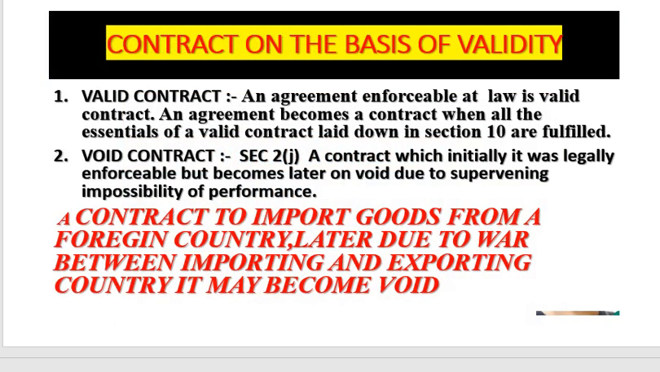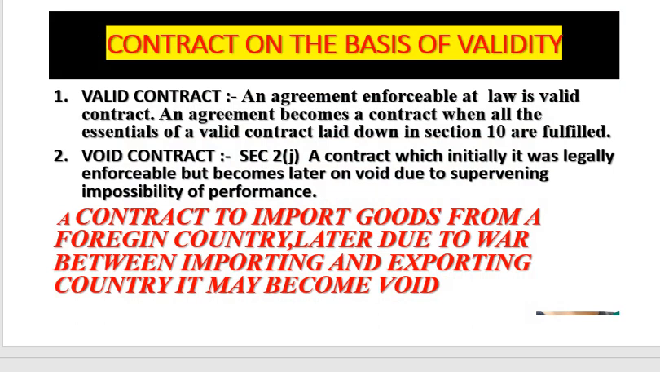The agreement which is enforceable by law is called a valid contract. An agreement which has all the essentials of a valid contract, which are mentioned under Section 10, is called a valid contract, like the capacity of the parties, lawful consideration, lawful object, and free consent, etc.